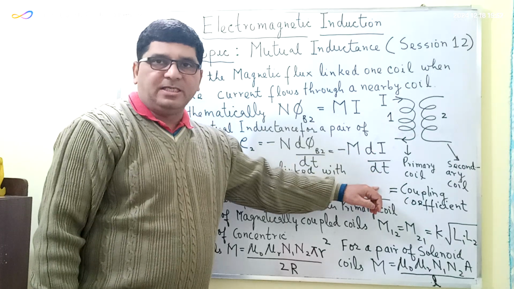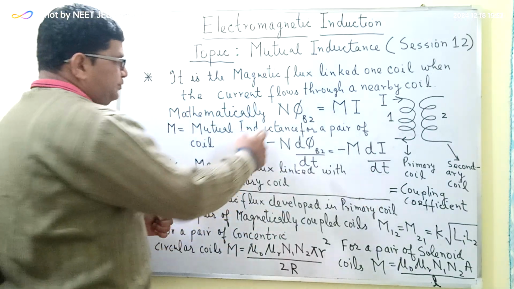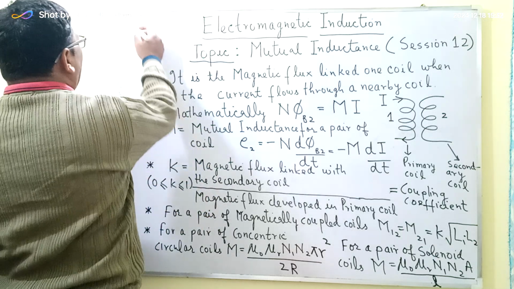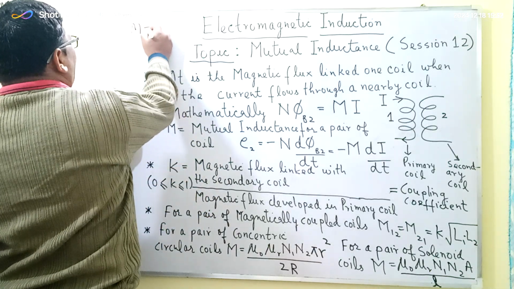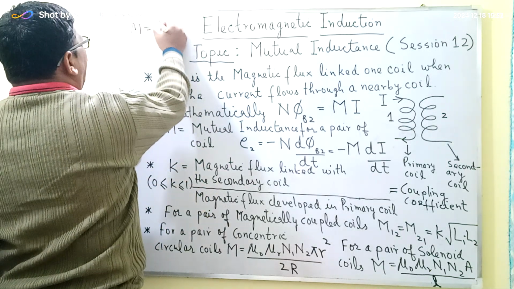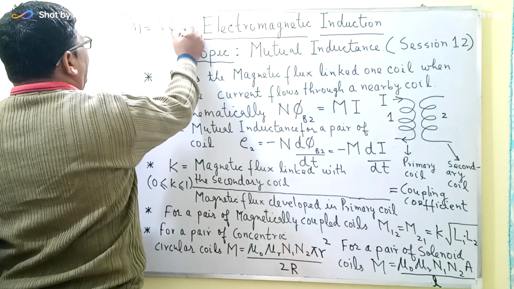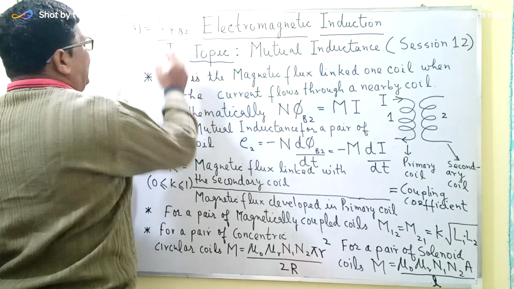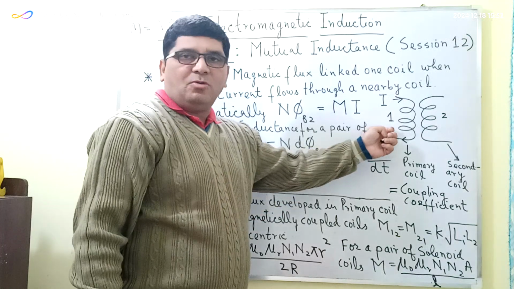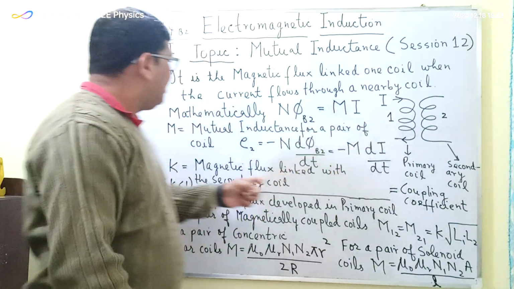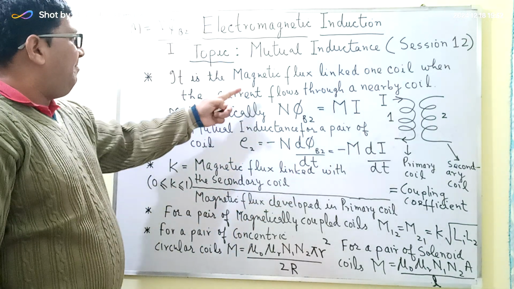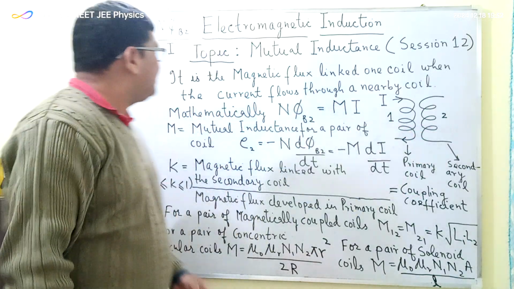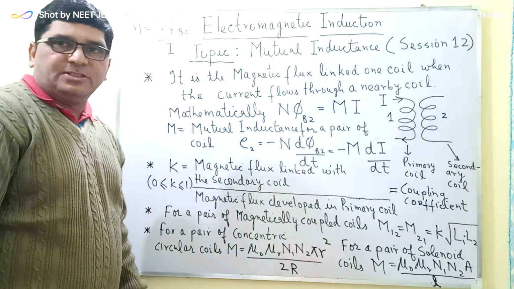And from this equation, that is N phi B2 is equal to M I, I am also getting the value of the mutual inductance as N phi B2 divided by I, where I is the current which is flowing in coil number 1 in this case, phi B2 is the magnetic flux which is linked with coil number 2 in this case, and N is the number of turns in the coil.